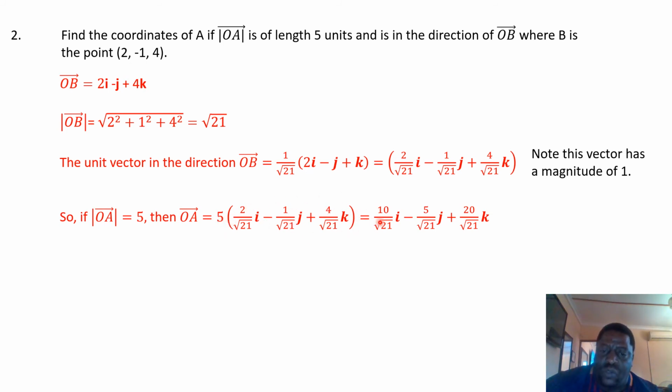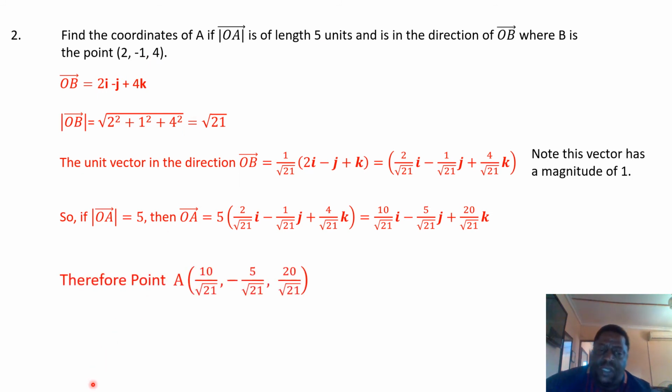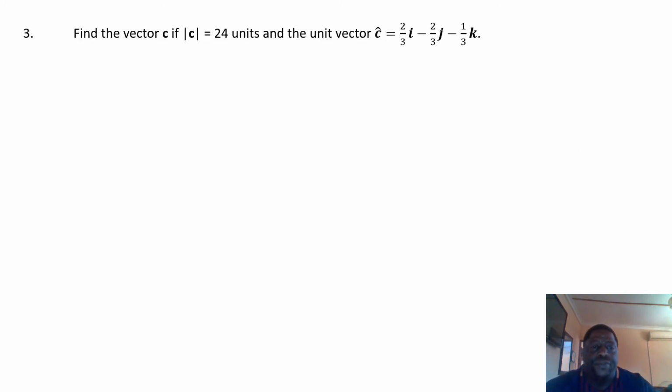So 5 times 2 is 10, 5 times 1 is 5, 5 times 4 is 20. So what are the coordinates of A? Coordinates of A is nothing but 10 root 21, negative 5 root 21, 20 root 21. So these are similar questions, just asked a little bit differently. So make sure that you can get that.